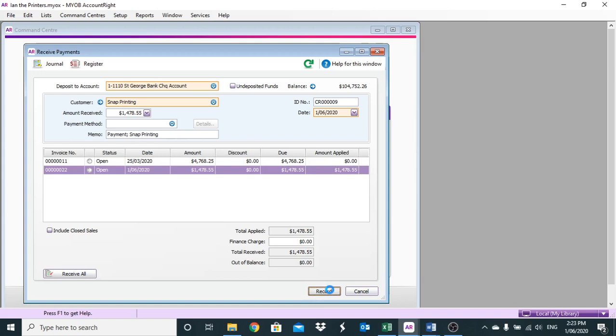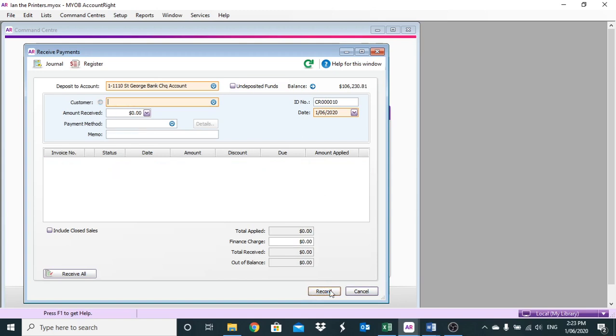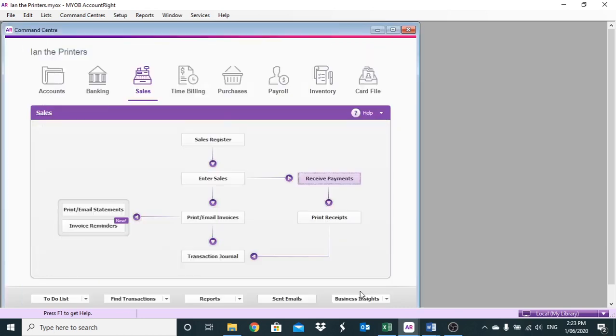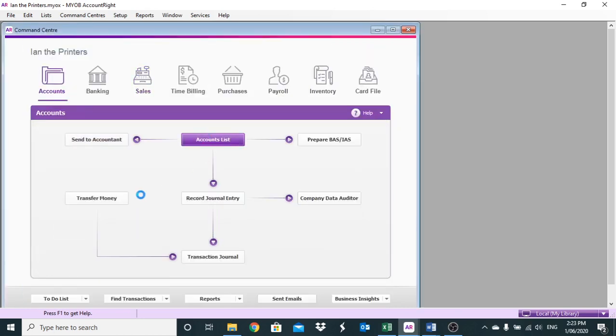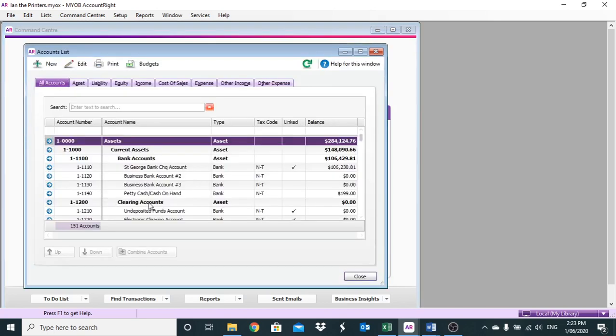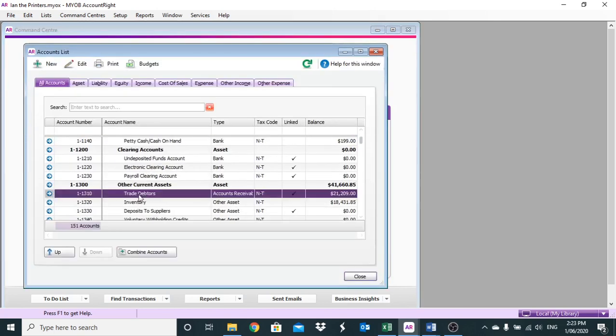Fixes that up. Okay, so now I've recorded that, and we want to have a look at our trade debtors report again. And we want to confirm that the trade debtors account is back to 21209, which is where we started initially before we entered the sales and put the payments in. So this is accurate.